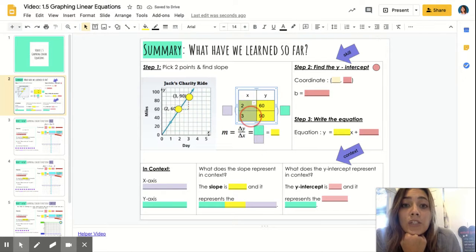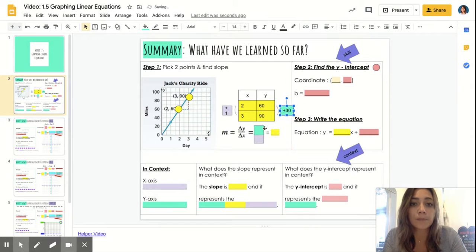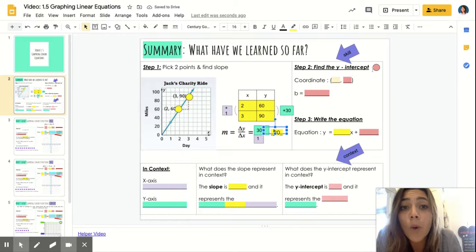Now we find our change in y and change in x. So our change in x is +1, and our change in y goes from 60 to 90, so that is +30. All right, y goes in the sky, so 30 divided by 1, that gets me 30. So there's my slope. All right, now we need to find the y-intercept.